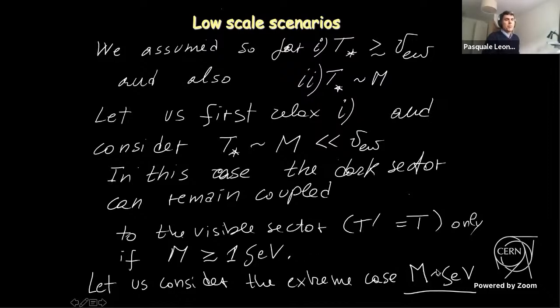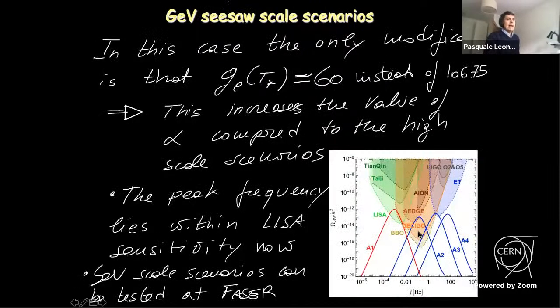And this simple modification can enhance the signal, and also shift the frequencies into the range accessible by LISA. But why is the signal enhanced by more than one order of magnitude? Simply because now the degrees of freedom of the plasma are halved, and so the weight of your dark sector increases with respect to the total energy density by a factor of two, essentially. But the power spectrum has a huge dependence on alpha, as a fifth power, more or less. So 2^5 gives you more or less this factor 30 enhancement. And you have the shift.